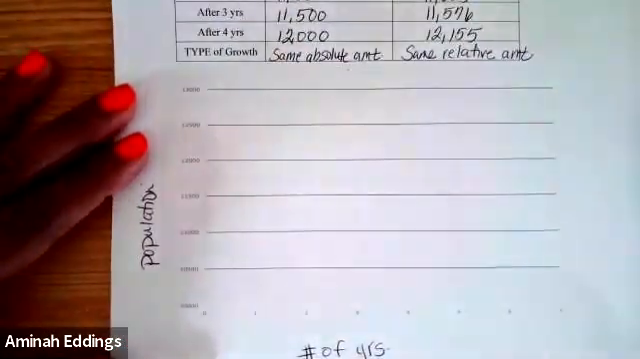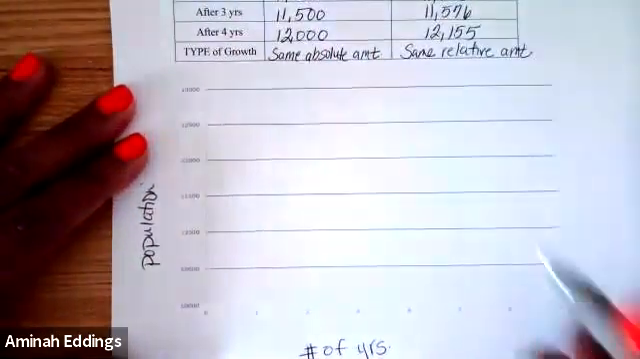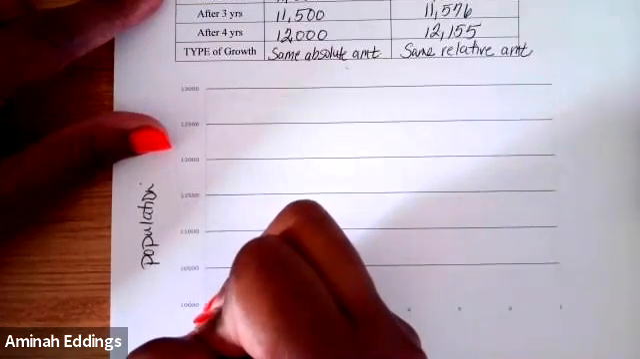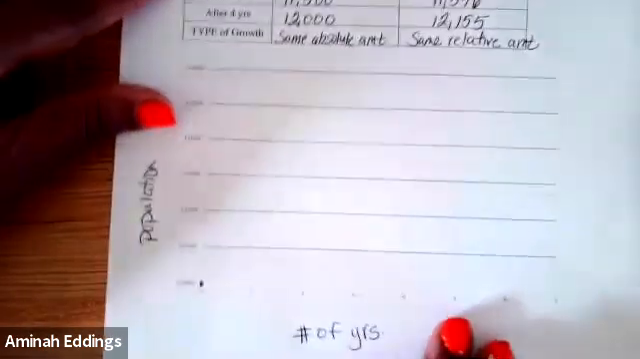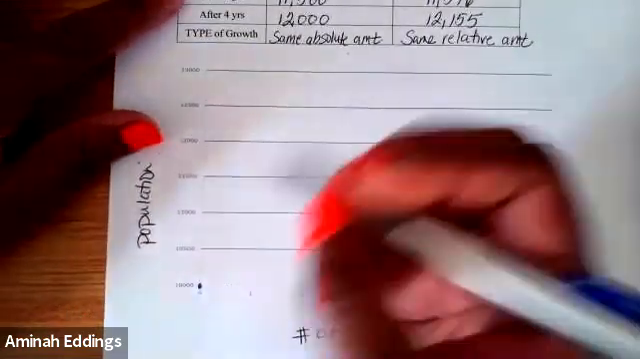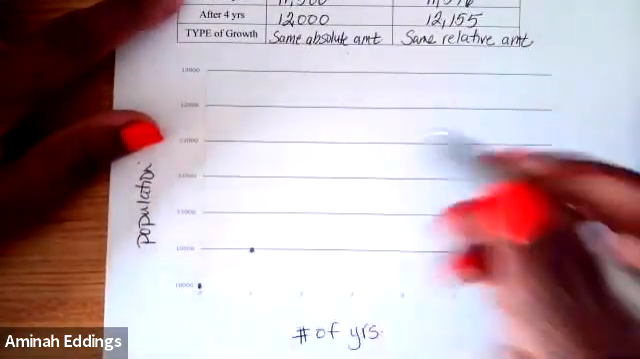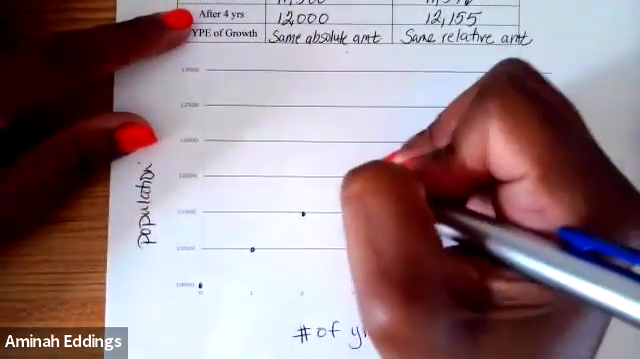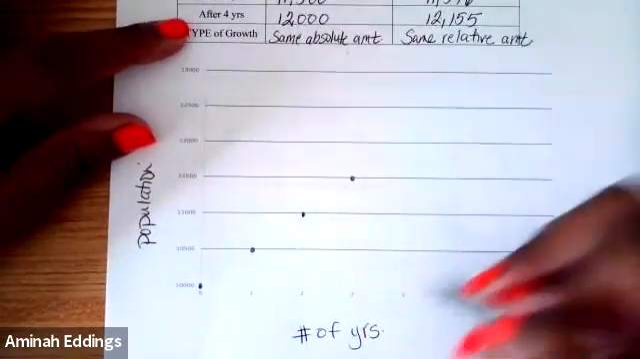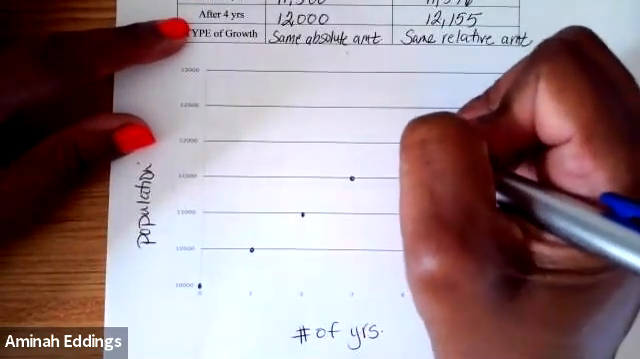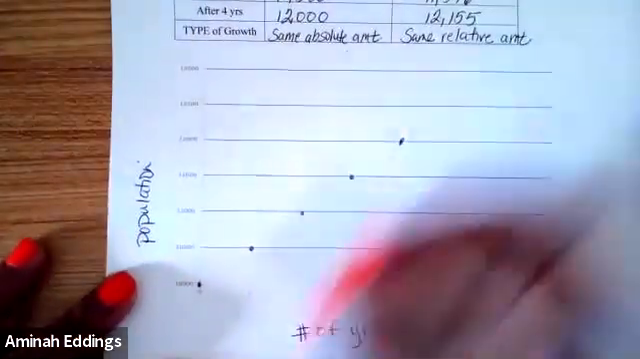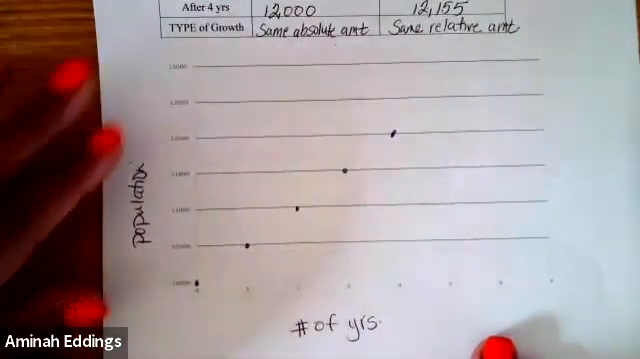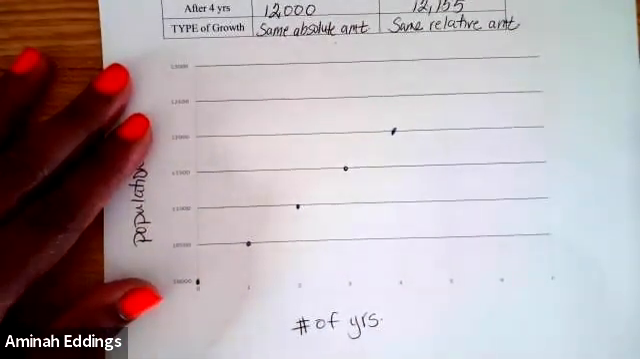All right, so if I plot, let's start with Straight Town. The initial population was 10,000, so I'm going to be right here. And then at 1 year, it was 10,500. 2 years, it was 11,000. 3 years, 11,500. 4 years, 12,000. Okay, and so you can kind of see the path that this one is going to take.